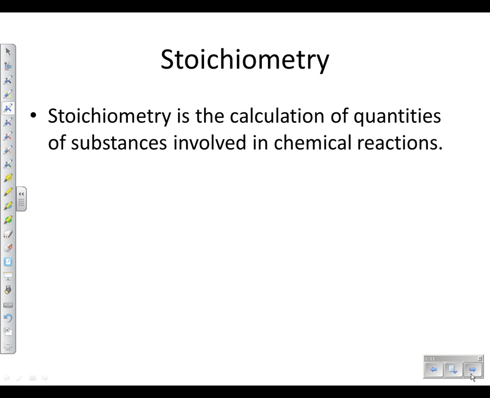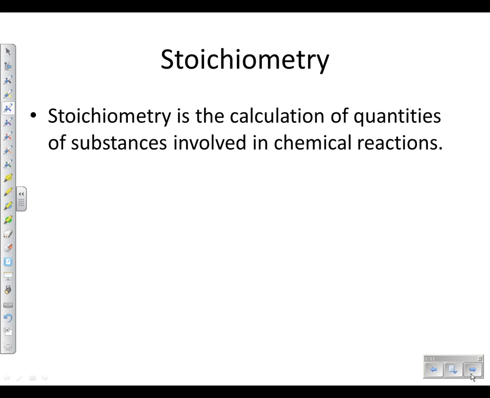Stoichiometry is the calculation of quantities of substances involved in chemical reactions. We're dealing with actual amounts. Where that chemical equation that we wrote before told us that carbon dioxide reacts with lithium hydroxide, now we're going to talk about, okay, if I have 10 grams of carbon dioxide, how much lithium hydroxide am I going to need to react with all of that carbon dioxide? It's a numbers analysis.